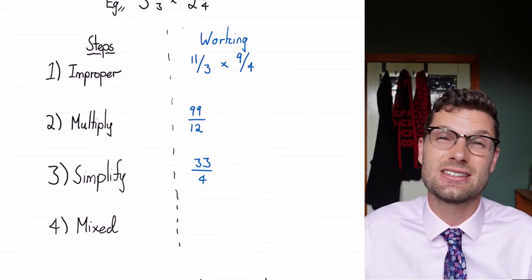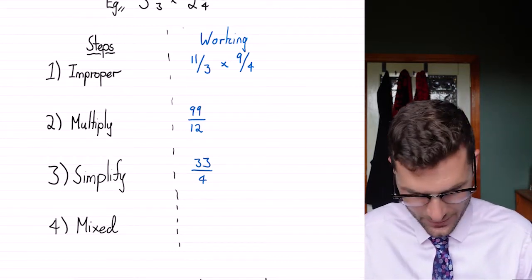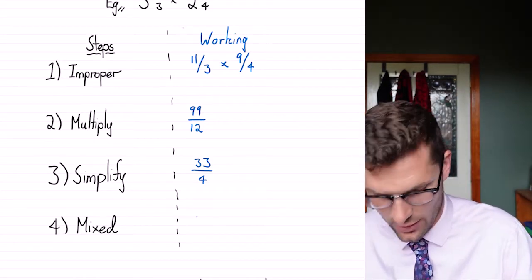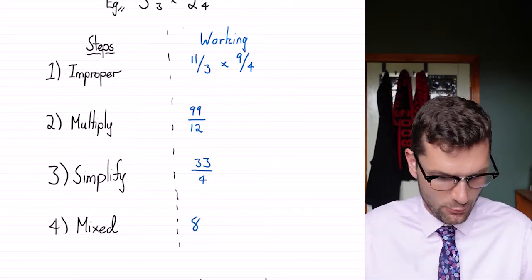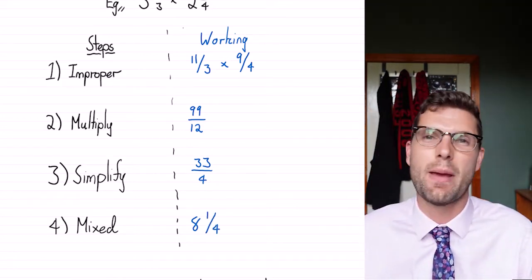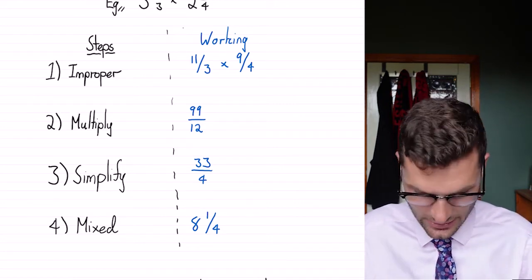Then because the question started as a mixed numeral, we're going to have to convert it back to it, okay? So 4 fits into 33 8 times, right? 4 times 8 is 32, and we've got 1 left over. So we've got 1/4 left over, remembering that that denominator is always the same. And that's our final answer.